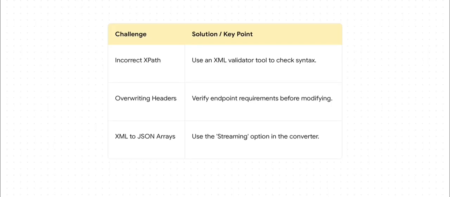You will absolutely run into some challenges, but here are the quick fixes for the most common ones. If your XPath isn't working, don't just guess. Use an external tool to check your syntax before you deploy. Be really careful about modifying critical system headers. You can break things if you don't know what the receiving system needs. And this is a big one. If you're converting XML to JSON and need an array, you have to remember to use the streaming option to get the format right.